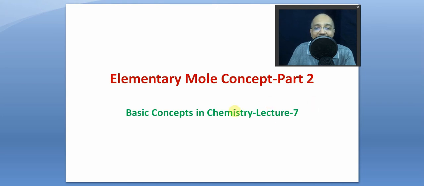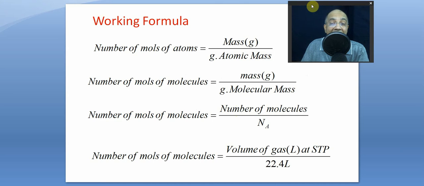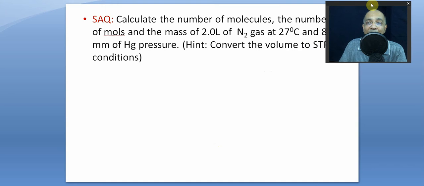This is part 2 of the elementary mole concept, and what we did is represented in equation form, which I advised you not to use. Number of moles of atoms is the actual mass in gram by gram atomic mass. Number of moles of molecules can be found out in 3 ways: mass by gram molecular mass, number of molecules by Avogadro's number, volume of gas in liter at STP by 22.4. Right? Now let us solve this problem.